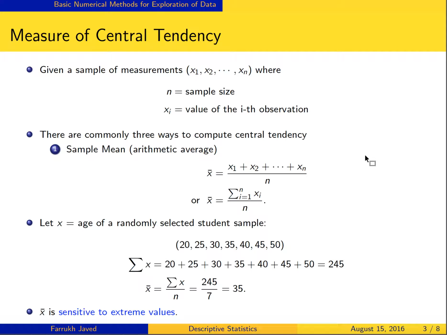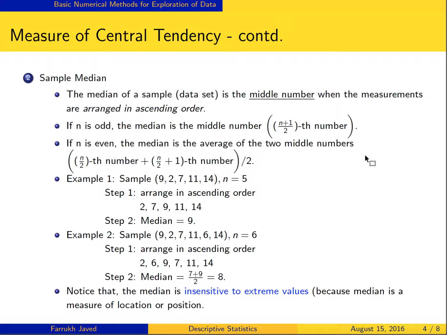And we have some more measures. So we go ahead and we learn some other methods like sample median. The median of a sample data is the middle number when the measurements are arranged in ascending order. So if you have data, you arrange them in ascending order and then you pick the middle value, whatever that middle value is.